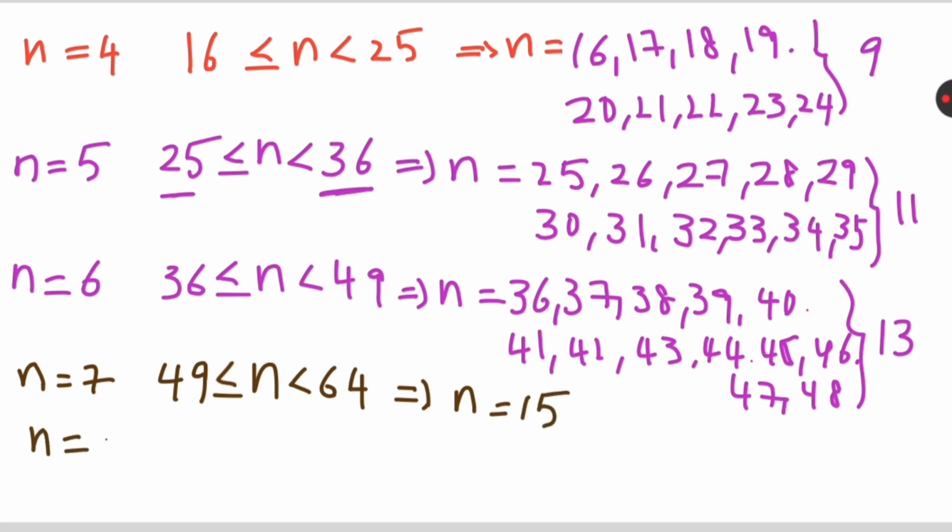Now you need to take n as 8. So here we have 64 less than or equal to n less than, next square number is 81. So here we are getting 17 terms. Let's take n as 9.